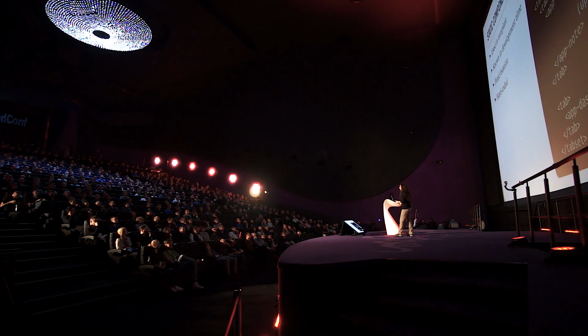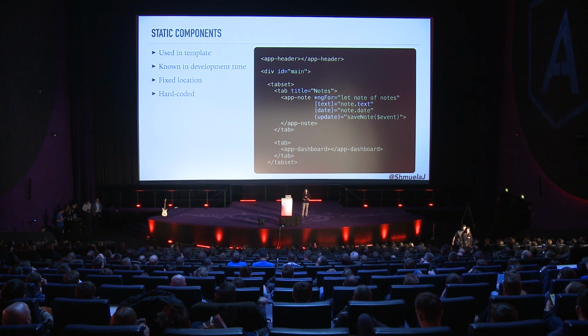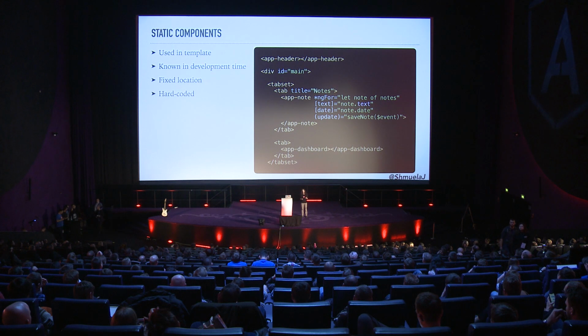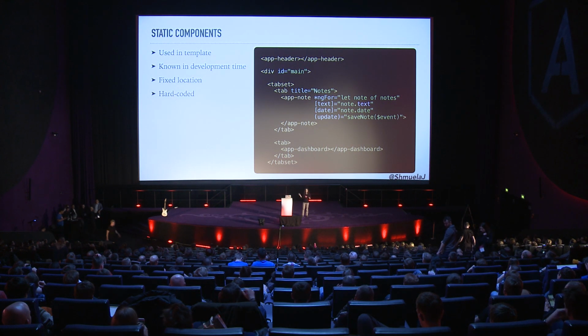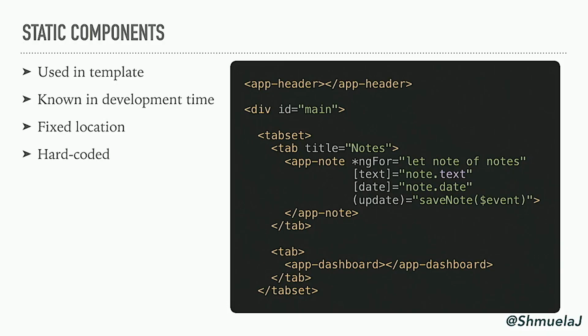Static components are components that are used in templates. We have their selector, and then we use them in a template of another component wherever we need them. We know them in development time. We write this template, and we use this component here. So it's in a fixed location wherever we want them. You can say that it's kind of hard-coded, which is a good thing, okay? We will hard-code most of our components. It's okay. So in this case, you can see the app header, which is implemented somewhere, the tab set and tab that come from ngX Bootstrap, app note that I implemented in the app dashboard.